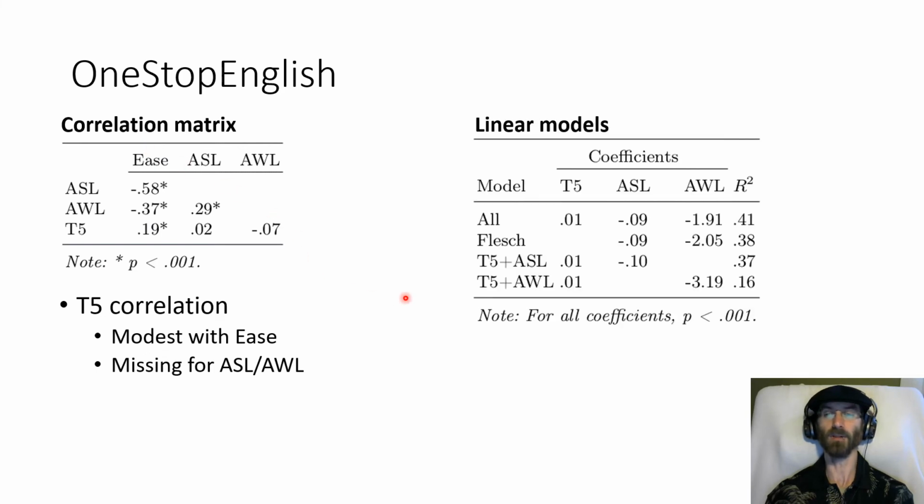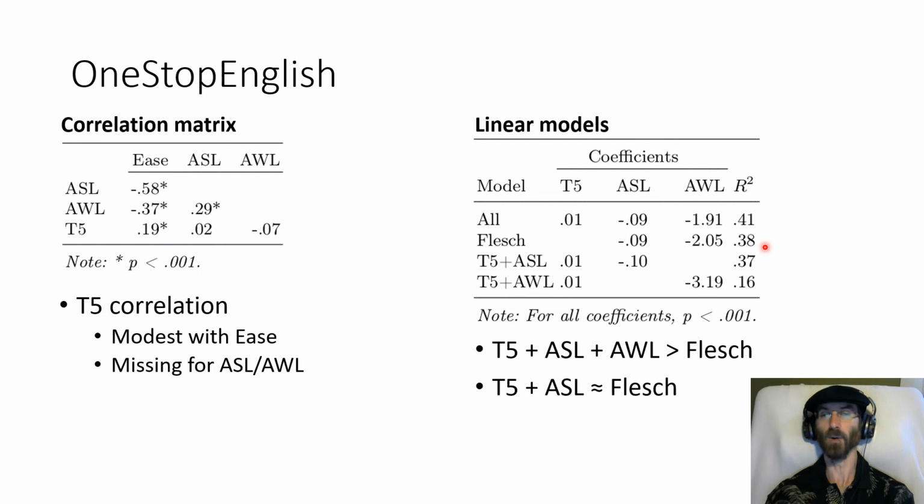Again, we can build a regression model. And here we can see that, again, including T5 as a predictor improves the R squared. And again, if we balance the number of predictors and only use 2 and compare directly to Flesch, then it is only a difference of 0.01. So we're getting the same kind of pattern as we got before, even though the correlations are weaker and kind of problematic that it's no longer correlated with ASL and AWL.